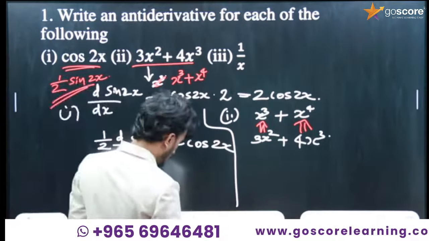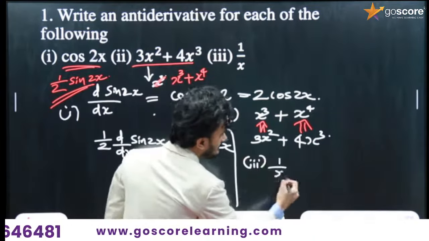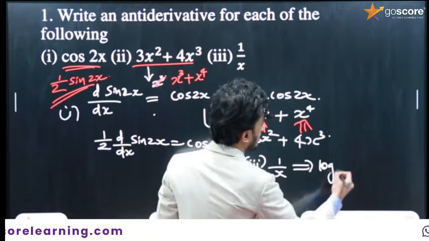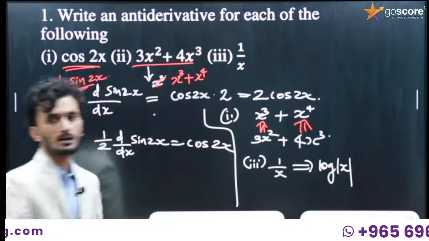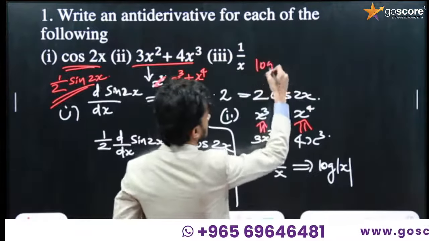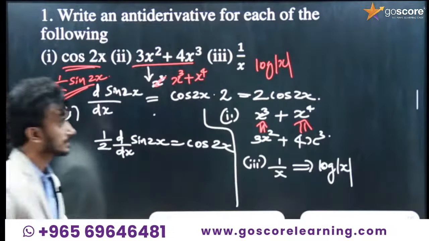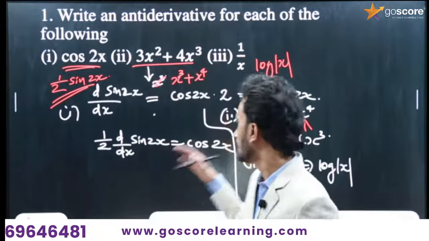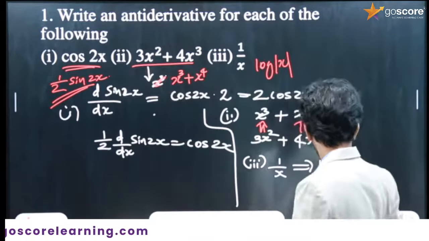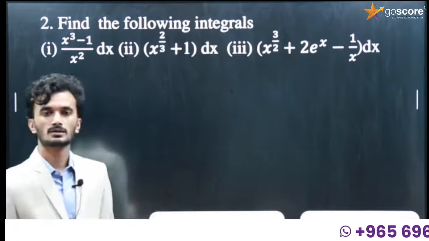Then the third question, 1 by x. What is the differentiation of log mod x? It is 1 by x. So the antiderivative of this one is log mod x. This is actually the inspection method. For information only, I teach this one. You can use another method, that means substitution or the basic integration method, for your board exam.